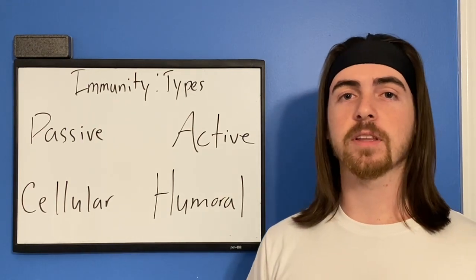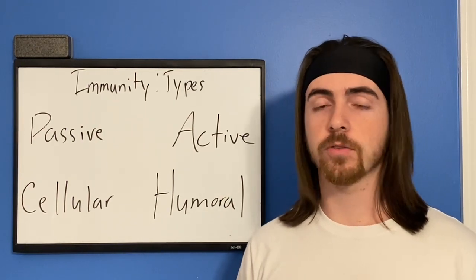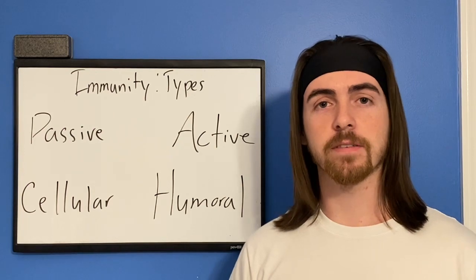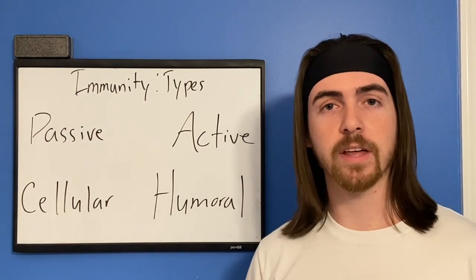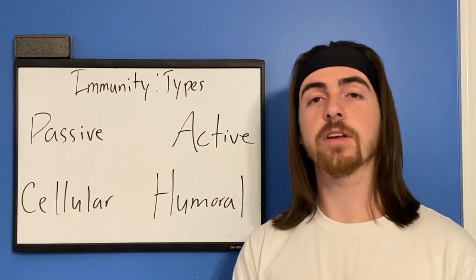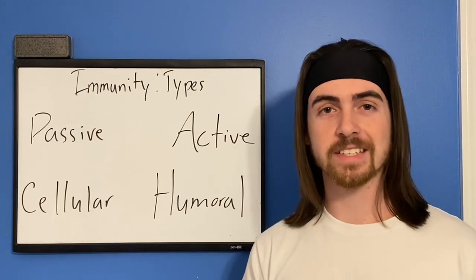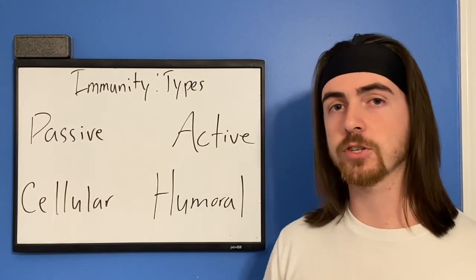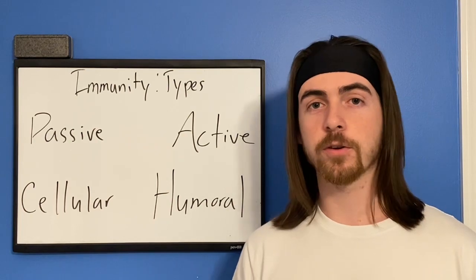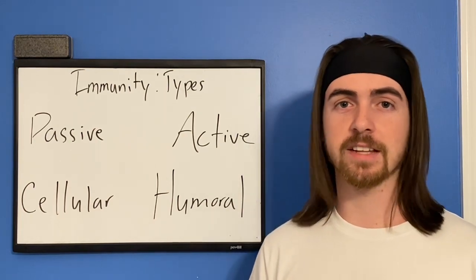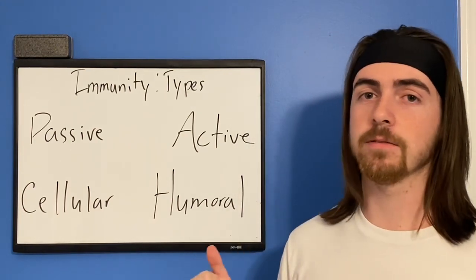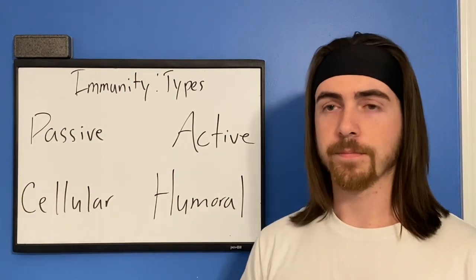Active immunity is something that we all have, and it lasts for a long, long time. It is usually developed by some sort of encounter with that foreign pathogen. So whether that's a previous infection that you got over or a vaccination which introduced you to a dead strain of the foreign pathogen for your body to develop those memory cells and antibodies, that's where active immunity comes from.